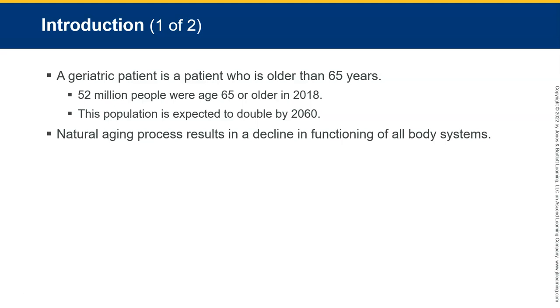The natural aging process, which we're going to be talking about essentially throughout this entire chapter, results in a decline of functioning of all body systems. So heredity, lifestyle choices, and several other factors influence the speed at which this decline happens.